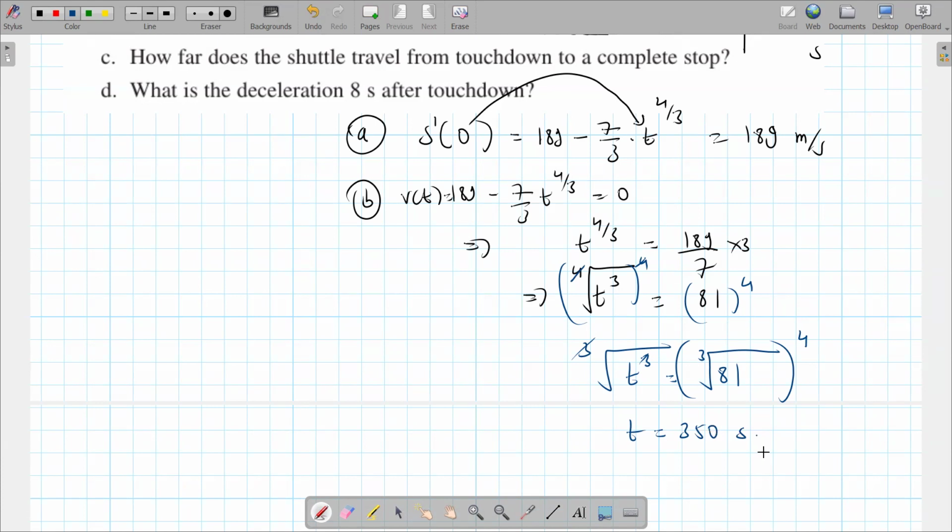Let me just double check the math. Yeah, so it takes 350 seconds. Cool.